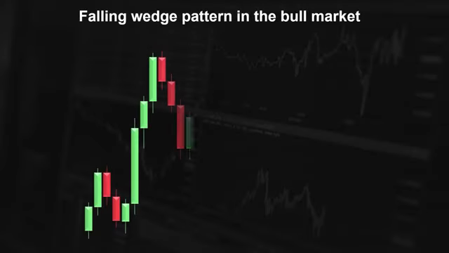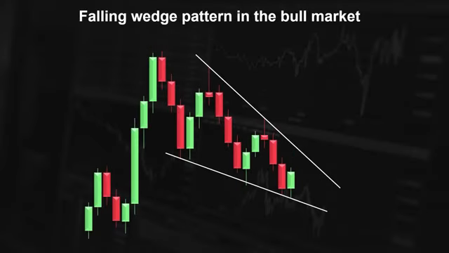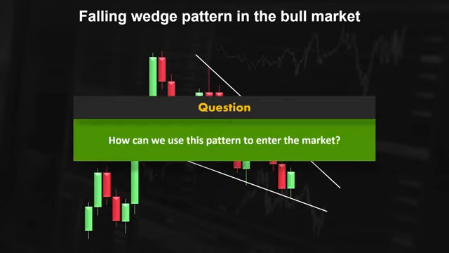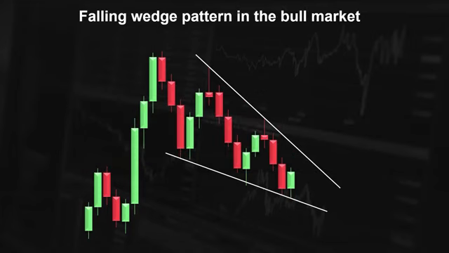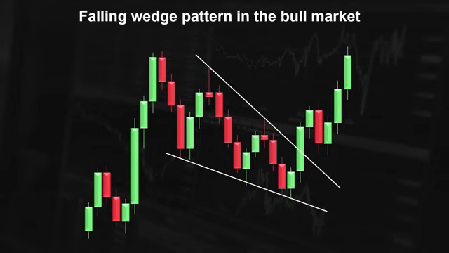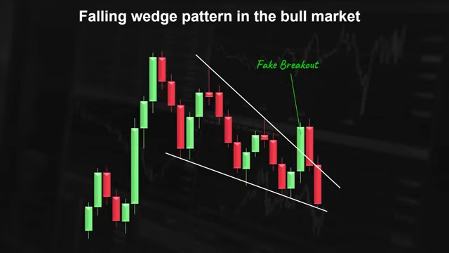Falling wedge pattern in the bull market. This pattern indicates a period of correction in a bull market where we have a clear moving uptrend. Now, how can we use this pattern to enter the market? Breaking above the falling wedge in an uptrend signals the start of the continuation to the upside. It shows that the buyers have finally overcome the sellers, and since our direction is bullish, the price can continue pushing upwards. But sometimes these breaks are nothing more than fake breakouts.